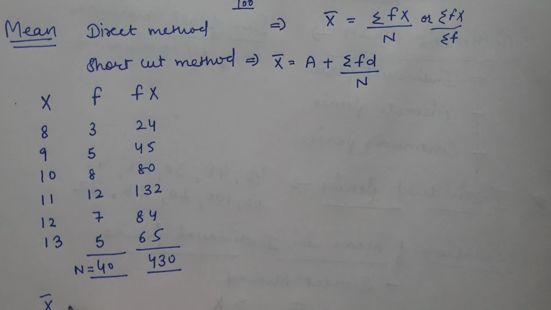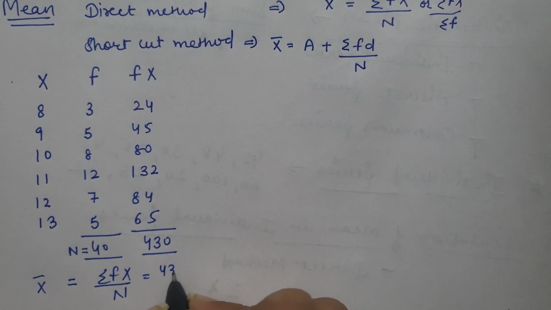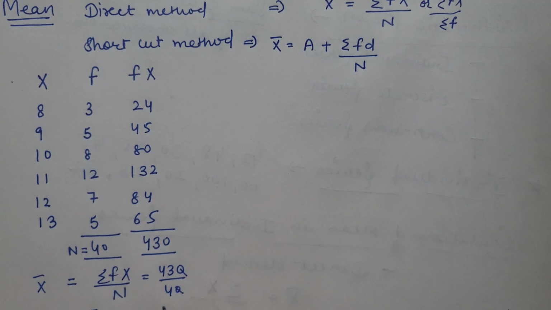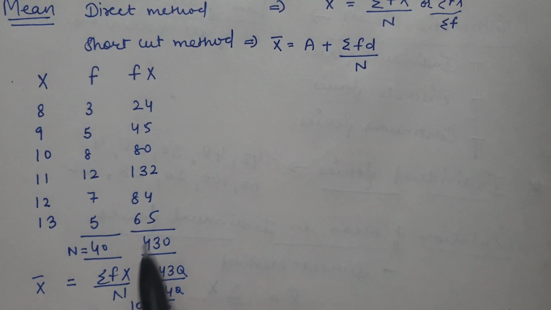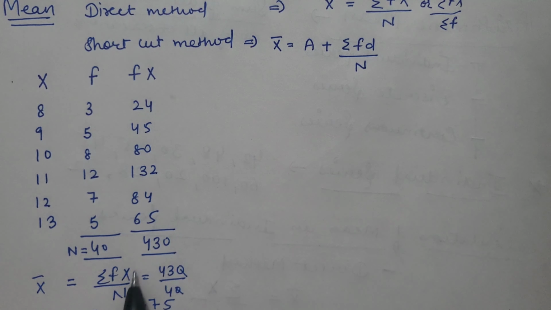So mean here is summation fx divided by n, which is 430 divided by 40. So the answer is 10.75. So direct method is very easy. You have to just sum up the frequency and multiply f with x. Then after summing up that column, you can divide this sum by the number of observations. This is the way by which we can calculate arithmetic mean in discrete series.